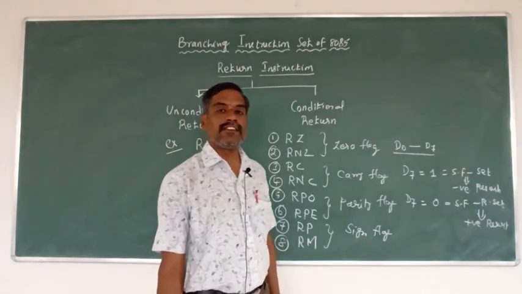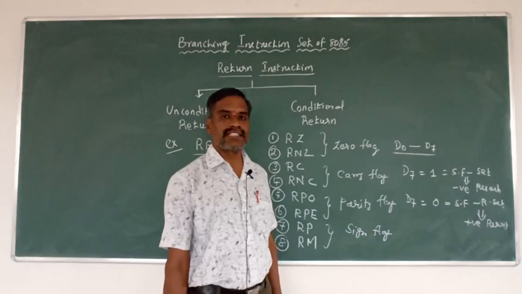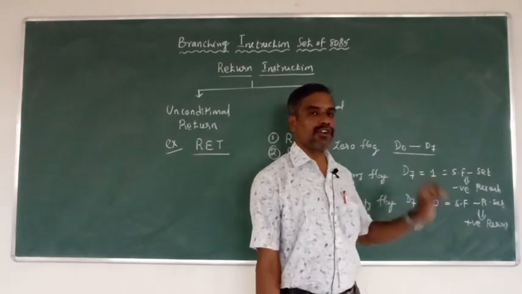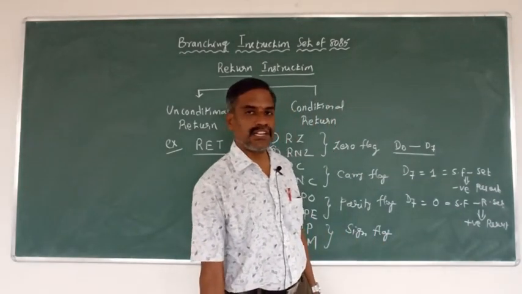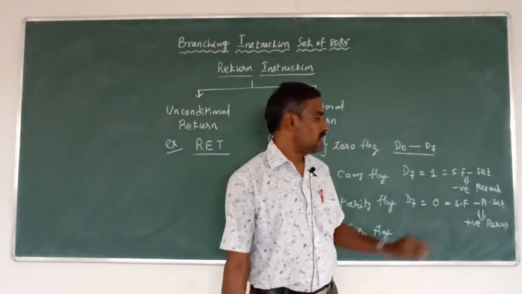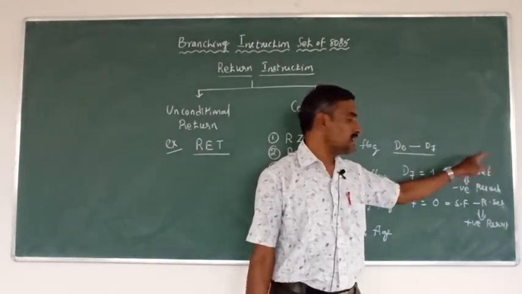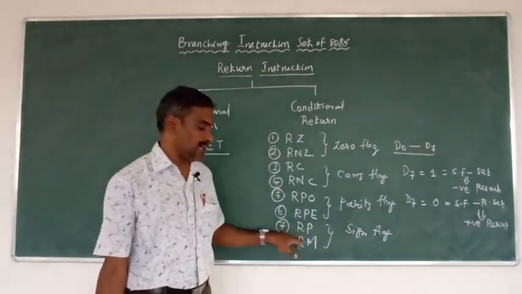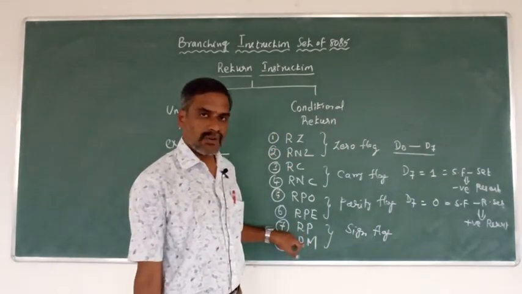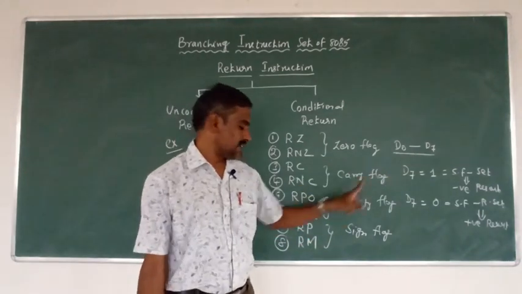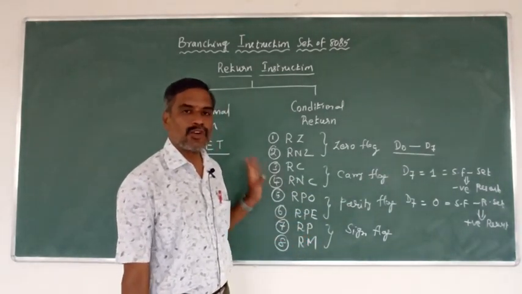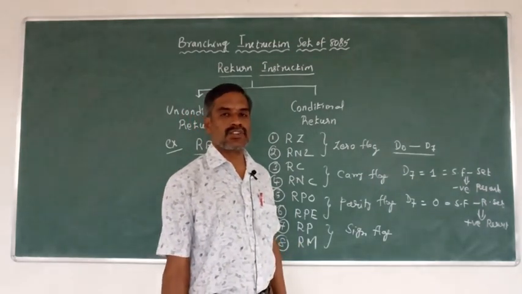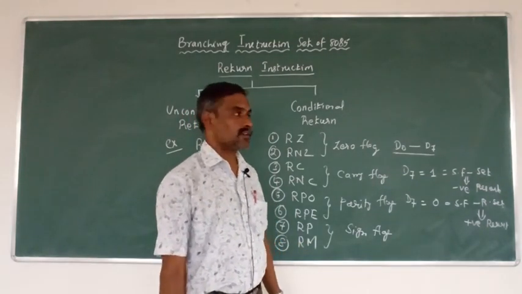RM means return if result is minus. When the result is minus, the D7 bit equals 1. For any ALU result with D7 bit 1, the sign flag will be set, and that result is a negative result. At that time, this condition will be satisfied, which means return back to the main program. Otherwise, it will execute the next instruction of the subroutine program.